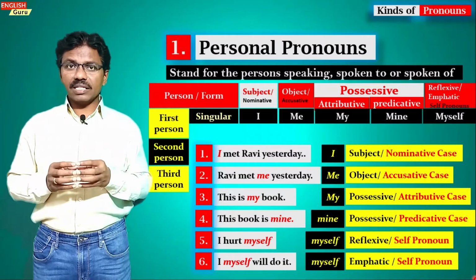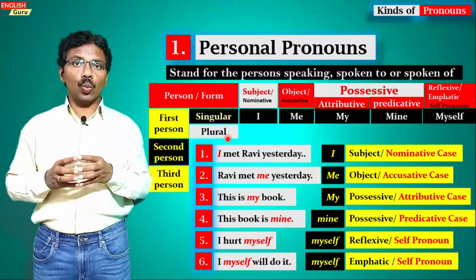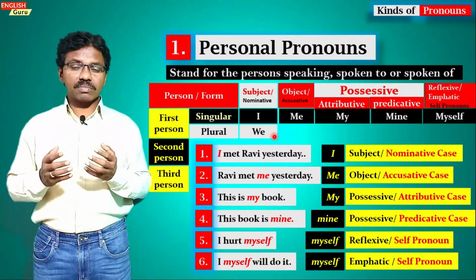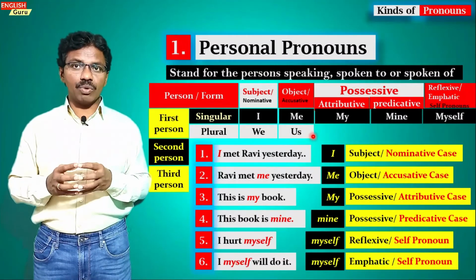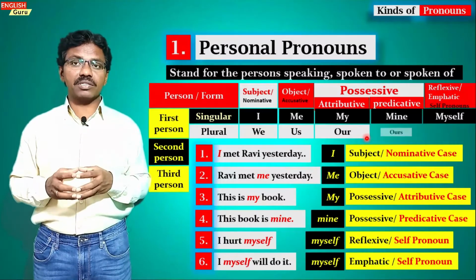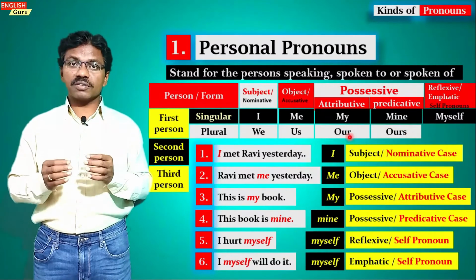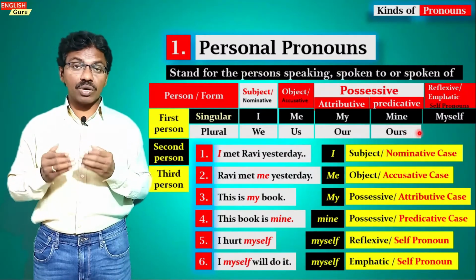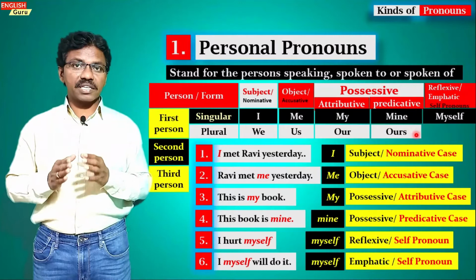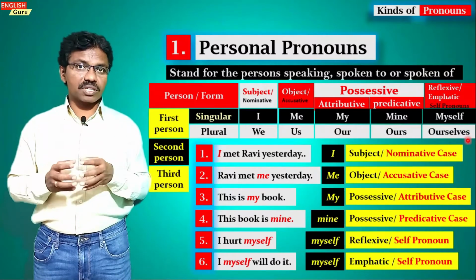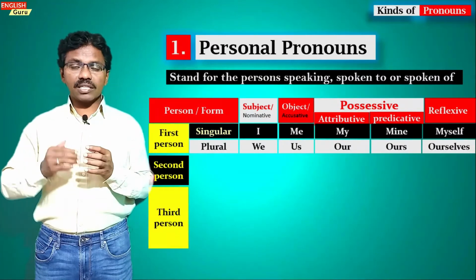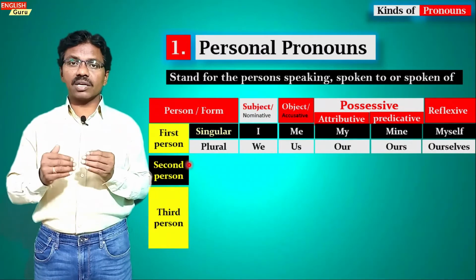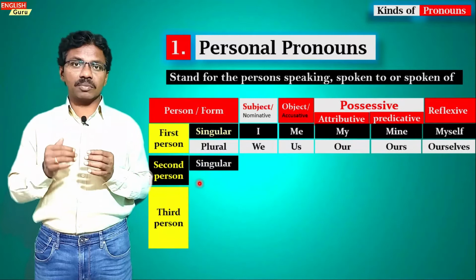And if we take the first person plural, we, that is a subjective case, and us is an objective case, and our is a possessive attributive case, and ours is possessive predicative case, and ourselves is a reflexive pronoun. And now let us try to see the other persons, like second person singular and plural and third person singular and plural.